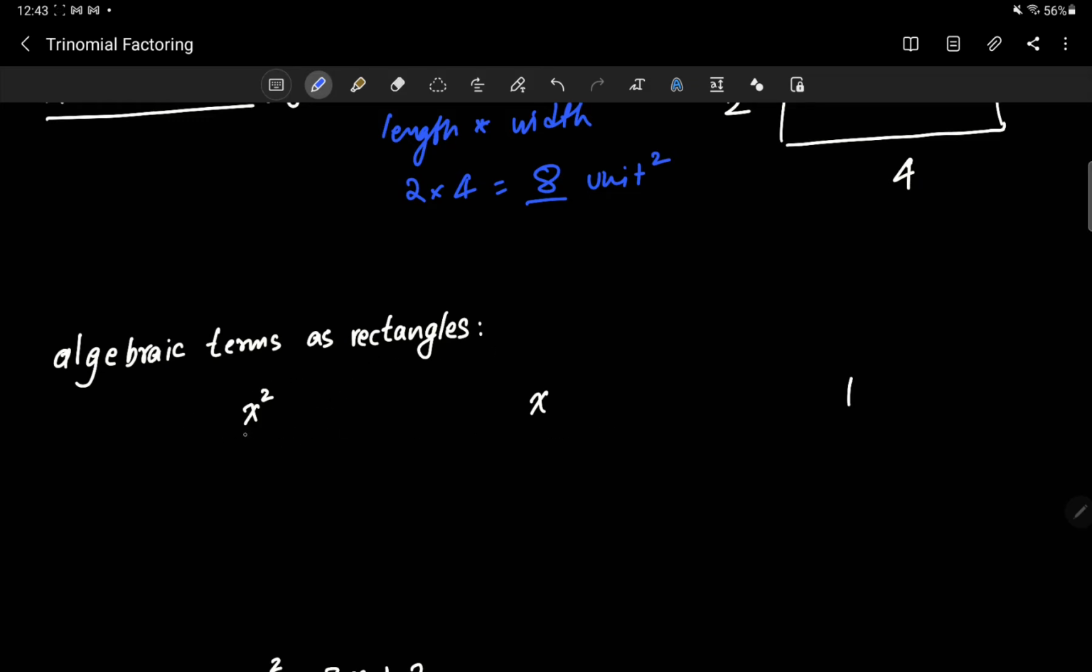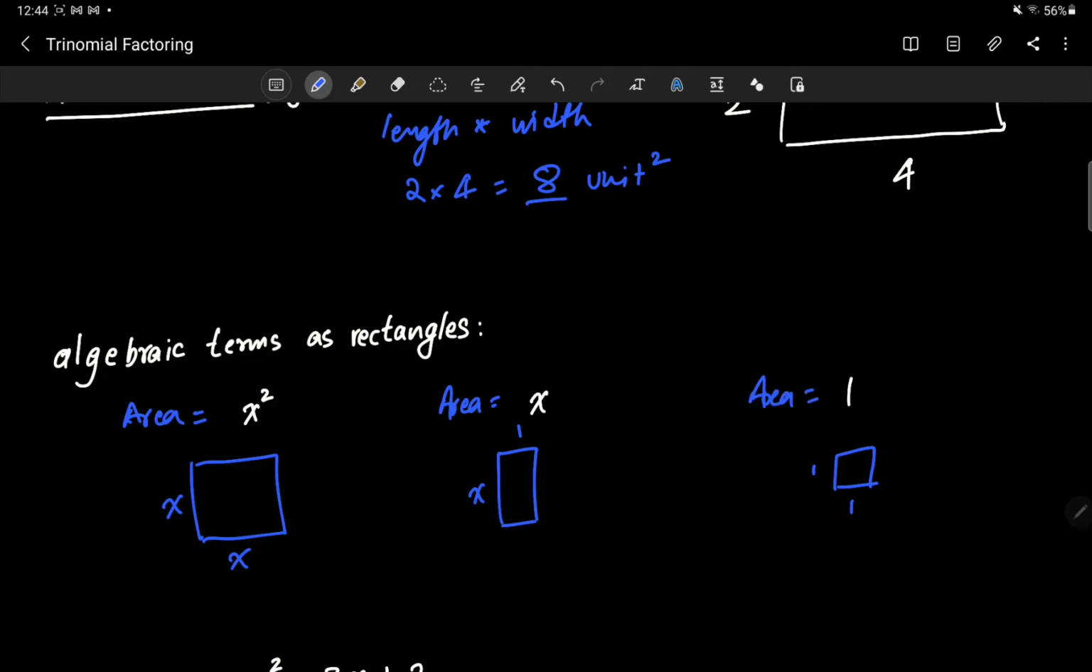Namely, anything that is x squared can be thought of as a square with sides x and x. Then x squared represents the area of that rectangle. Similarly, a term x can be thought of as a rectangle that is x by 1. Then the area is given by 1 times x, which is x. And similarly, 1 can be thought of as a square 1 by 1, whose area is given by 1.